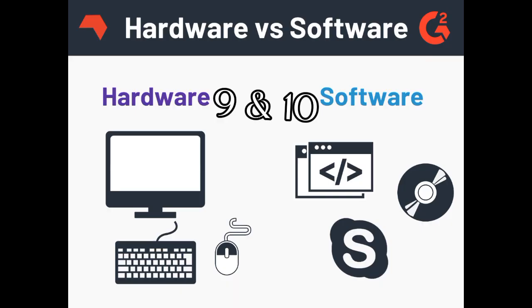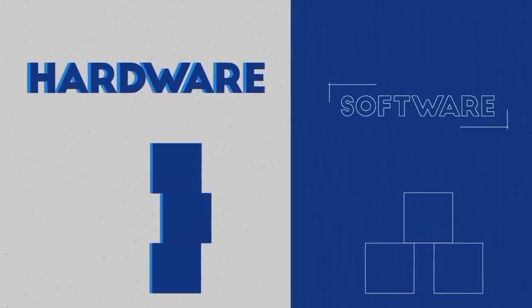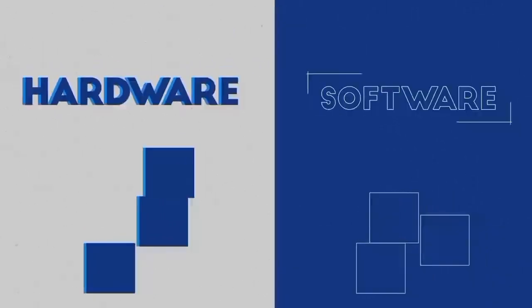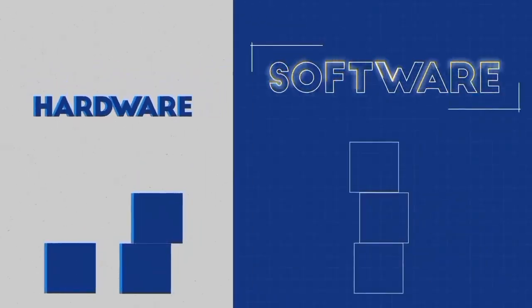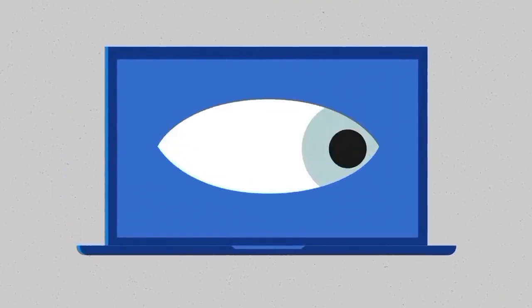9 and 10. Hardware and software. Hardware and software are two terms you've probably heard of at some point or another. The odds are high that you use both on a daily basis, whether it's with your smartphone or personal computer. Let's take a deeper look at what these two things are and why they're important.